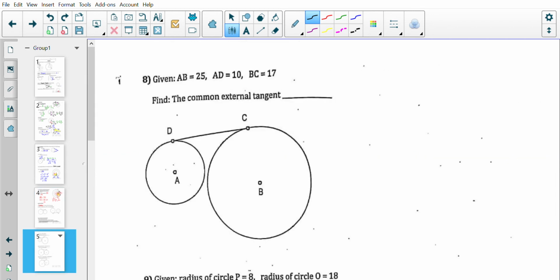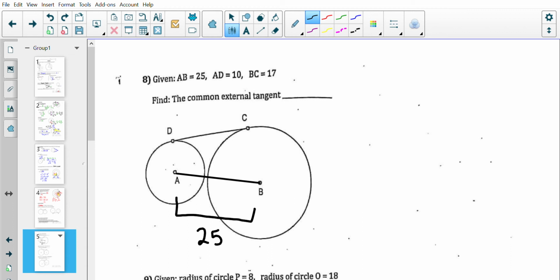So let's go ahead and label our problem. We have segment A to B is 25 units long. So from A to B is 25 units long. So I'm going to mark it just like that. A to D is 10 and B to C is 17. So we drew a segment joining the centers.